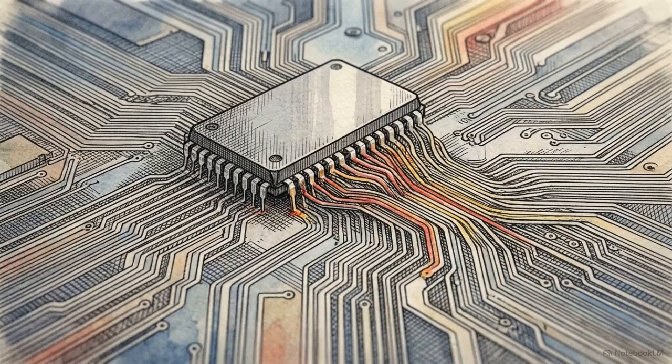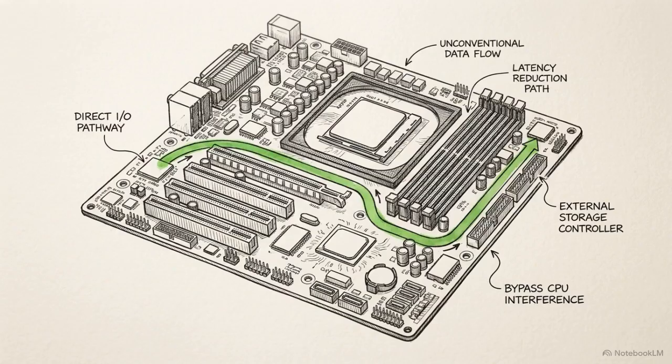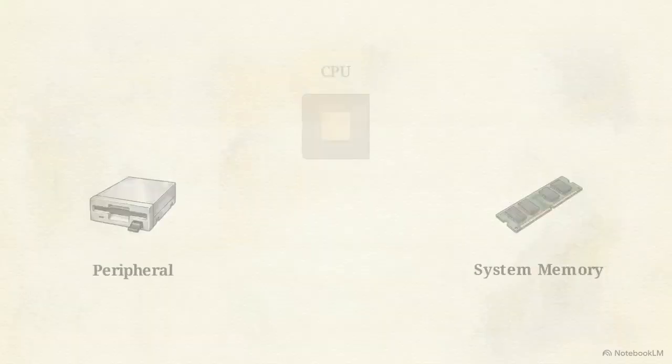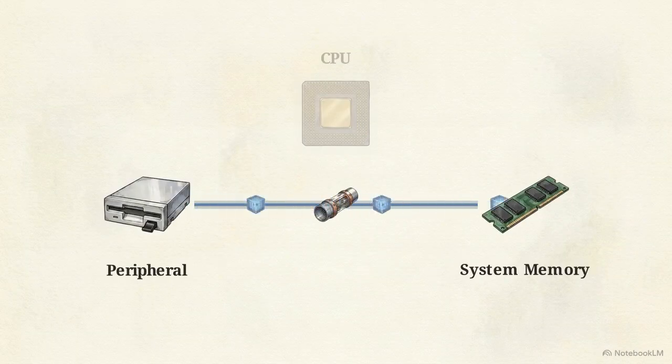Relying on the processor as a mandatory middleman prevents architectures from scaling I/O bandwidth. Achieving high-speed bulk transfers required an entirely separate hardware pathway. This alternative hardware routing is called direct memory access, or DMA. It permits peripheral devices to write directly to system memory without routing the data through the CPU.